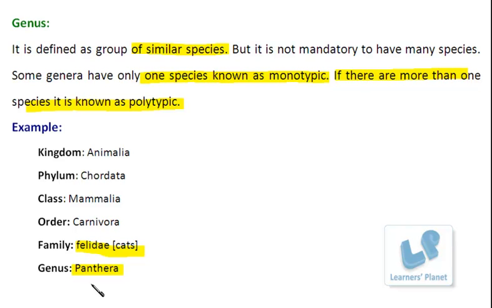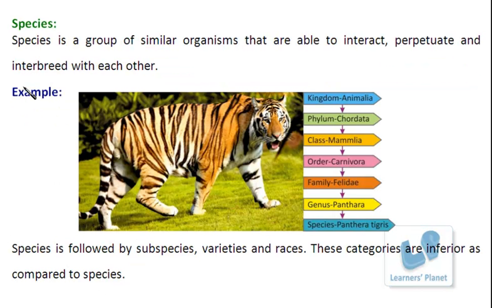And species, what is the species? Let me show you. Well, species is a group of similar organisms that are completely similar to each other, which are able to interact, perpetuate with each other, and interbreed. So those which are able to participate in the process of reproduction are said to belong to the same species. So here is the example. Now in this genus Panthera, I have just shown the subclassification, that is the species is Panthera tigris. So here is this picture, that is tiger.